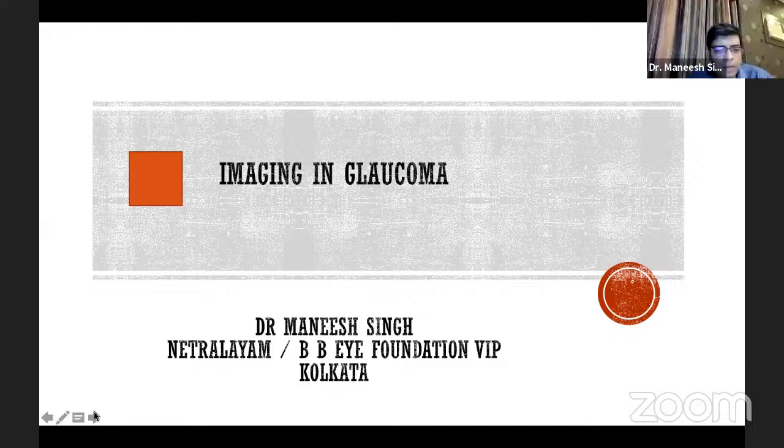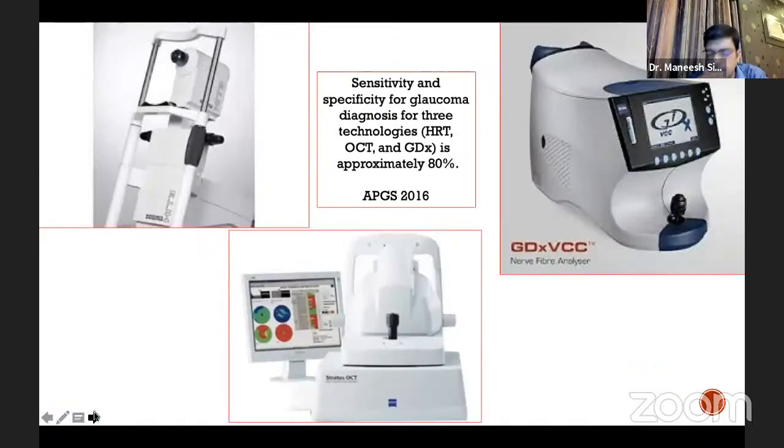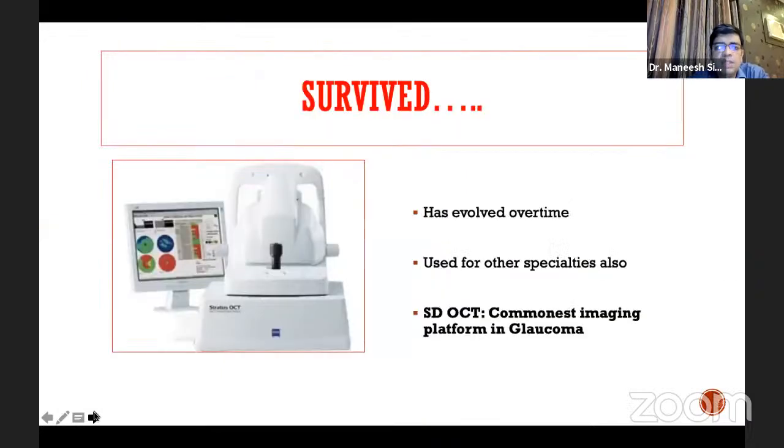So I'll be talking about imaging in glaucoma. Imaging in glaucoma can be anterior segment OCT, UBM, or OCT. We'll be focusing only on OCT in the next 10 minutes of my presentation. Five to 10 years back, we had multiple options for optic nerve imaging, for example the HRT, GDX, and the OCT. But OCT is something which has survived the test of time, and because it has evolved over time, nowadays even the HRT or GDX are hardly available.